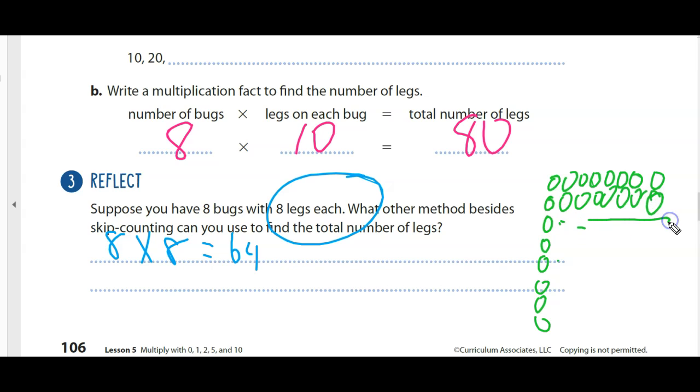So then just keep going. You would keep going until the last one. 6, 7, 8, like that. An array. Arranged rows with columns.